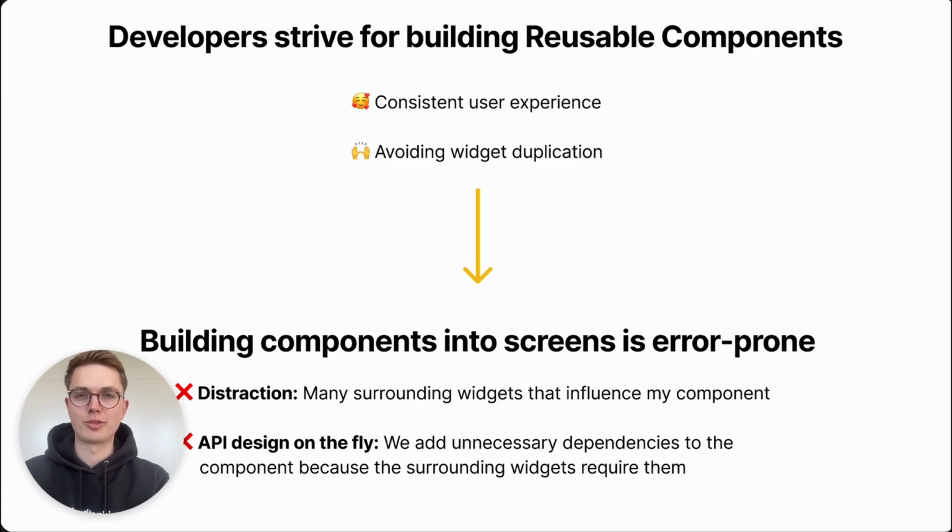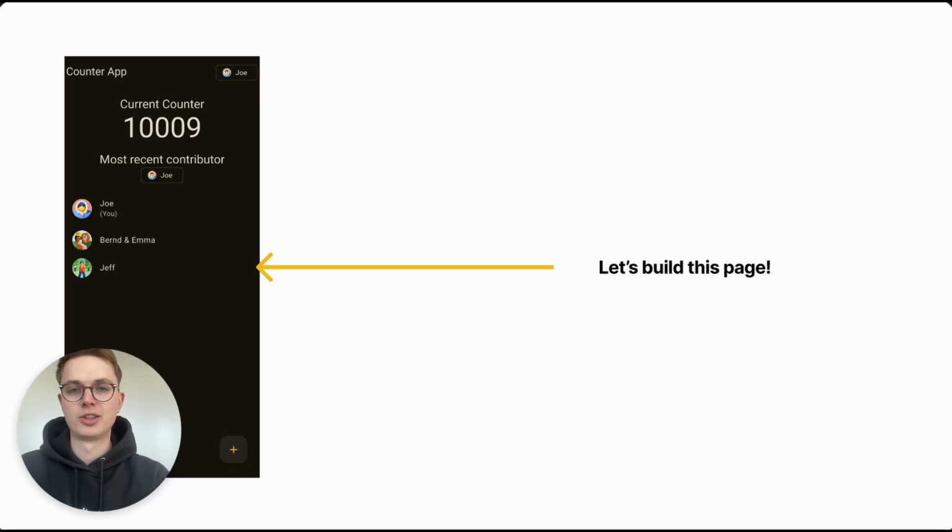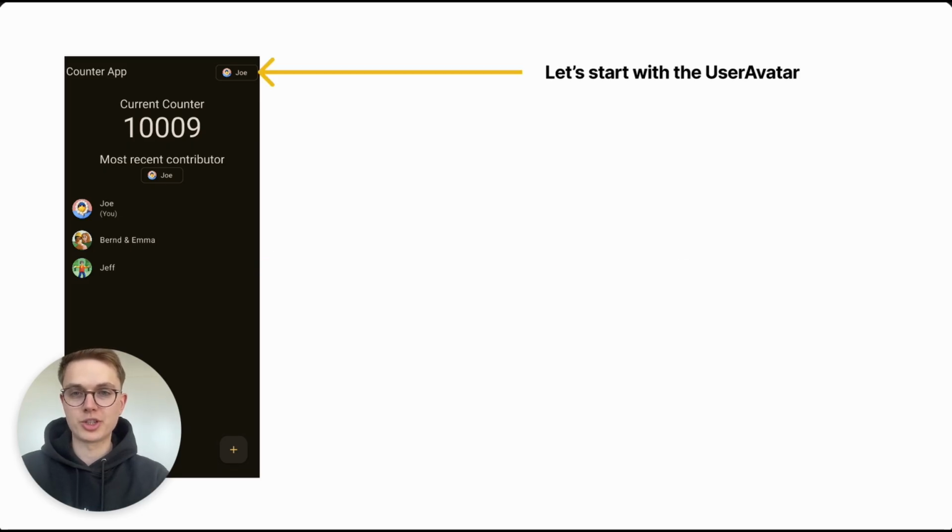Let's check an example workflow. Let's imagine we're building a collaborative counter app. I think all of us are familiar with the counter app from Flutter. And we as Widgetbook, we are building Widgetbook as an open source package and therefore, of course, believe in the power of community and collaboration. And that's why we always wanted to build a collaborative counter app. So we want to build this page and we're starting with our user avatar. We want to build it as a reusable component.